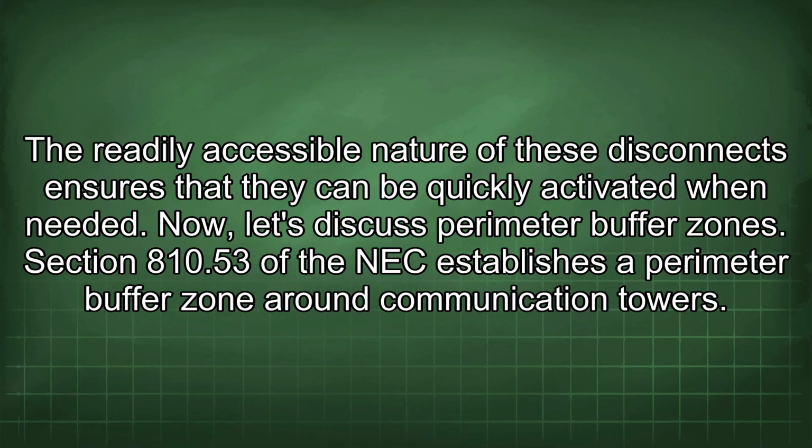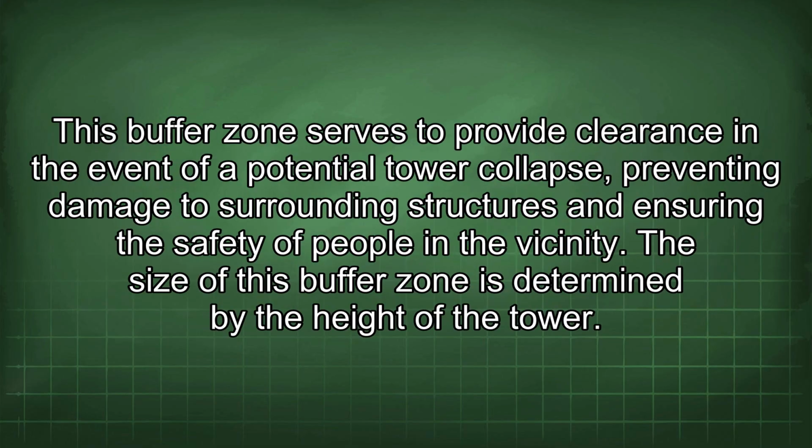Now, let's discuss perimeter buffer zones. Section 810.53 of the NEC establishes a perimeter buffer zone around communication towers. This buffer zone serves to provide clearance in the event of a potential tower collapse, preventing damage to surrounding structures and ensuring the safety of people in the vicinity.